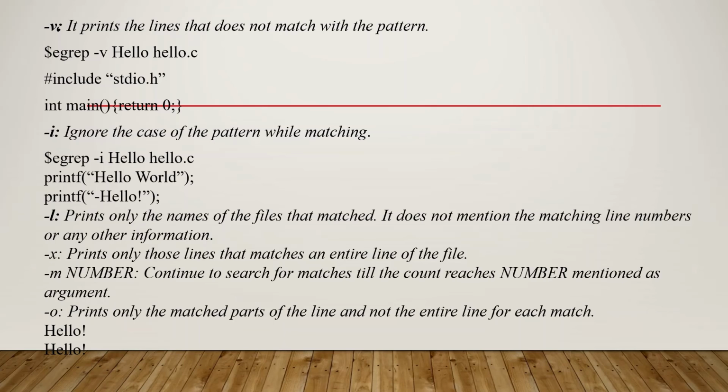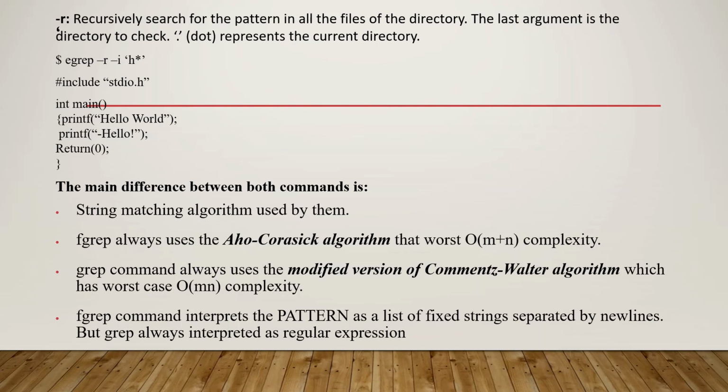Another one, -o prints only the matched parts of the line and not the entire line. For example, you type egrep -o hello from hello.c, that prints the two words hello and hello. The next option is -r. The -r option recursively searches for a pattern in all the files of the directory. The last argument is the directory to check, and dot means the current directory.